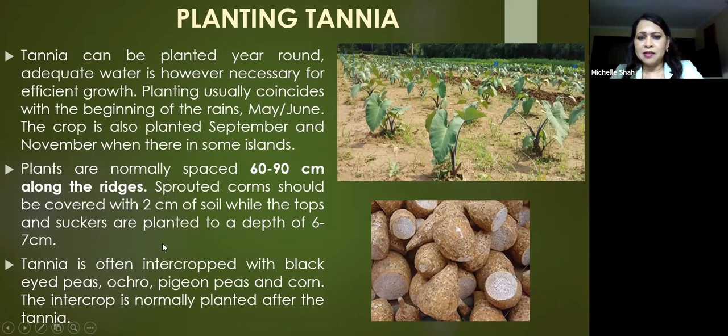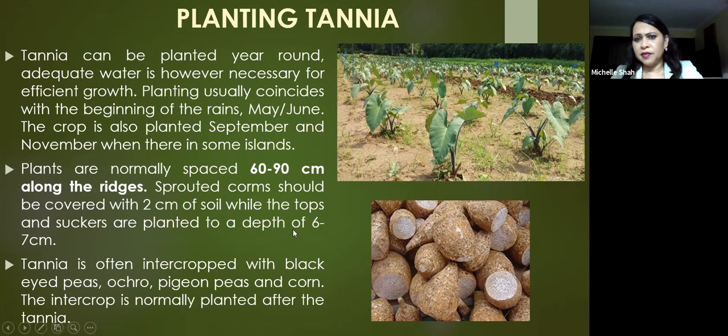Tanya is often intercropped with black-eyed peas, or, well, in Trinidad, we can intercrop with pigeon peas, okra, and corn. The intercrop is normally planted after the tanya. These are the tanya corms shown in the picture.